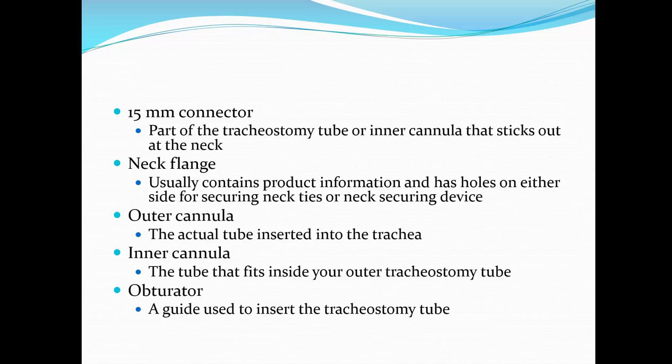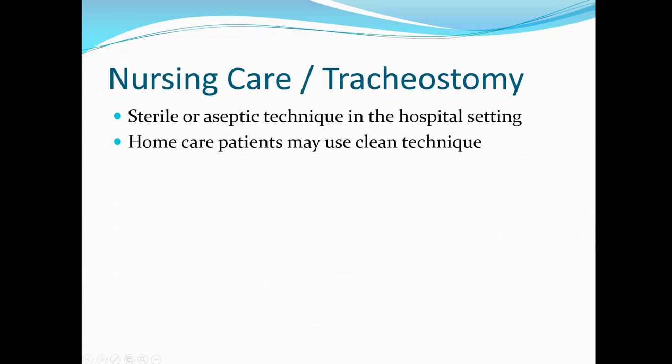There is an obturator that should be kept with the patient at all times. And this is just the guide used to insert the tracheostomy tube. So if something happens and something is dislodged or pulled, we need to make sure we have that obturator there at the bedside. So if it does have to be put back in, it can be easily done.